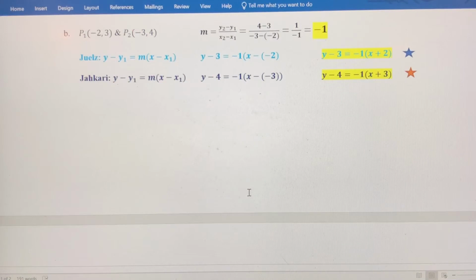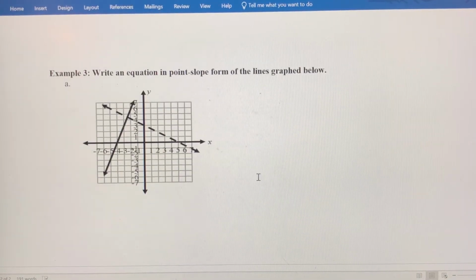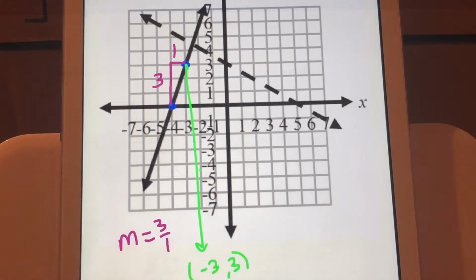We've already done examples 1 and 2, okay? In example 3, we're going to find the equation of the solid line first in point slope form. And then we're going to find the equation of the dashed line next, okay? So I'm going to move to the graph now, so let's do the solid line first. Okay, so I've already marked up the graph here.